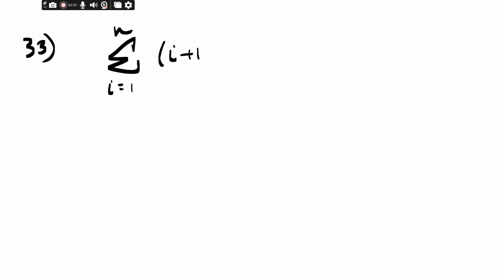All right, moving on to number 33, which I think is a long one here. So let's go with it. This is i equal to 1 going up to n of i plus 1 times i plus 2, and we're just trying to find the value of this. So let's go for it.